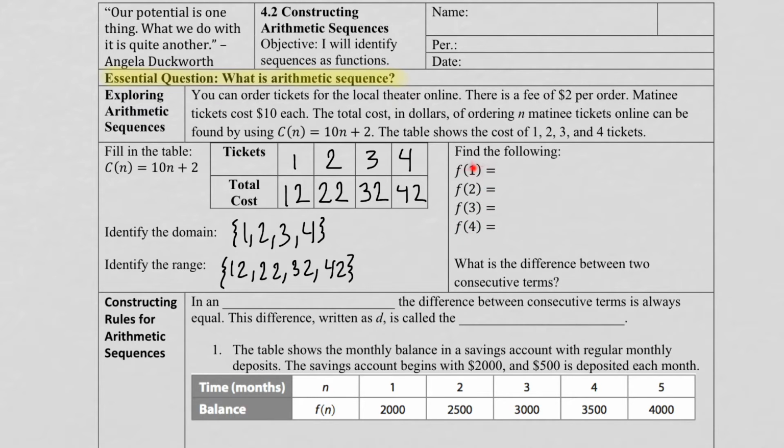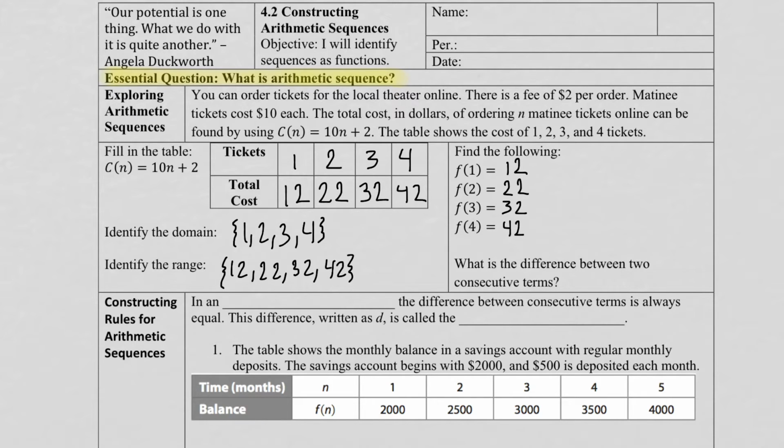Okay, so f of 1, what is the first term? 12, right? So that first answer should be 12. f of 2, what is the second term? 22. And so on. f of 3, what is the third term? 32. And finally, f of 4, what is the fourth term? 42.